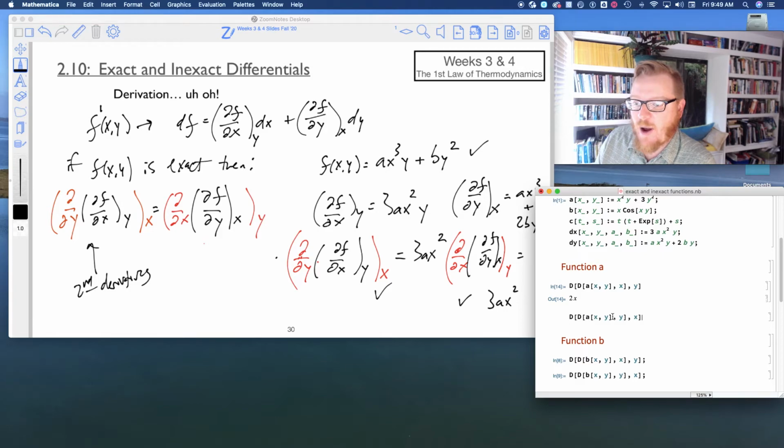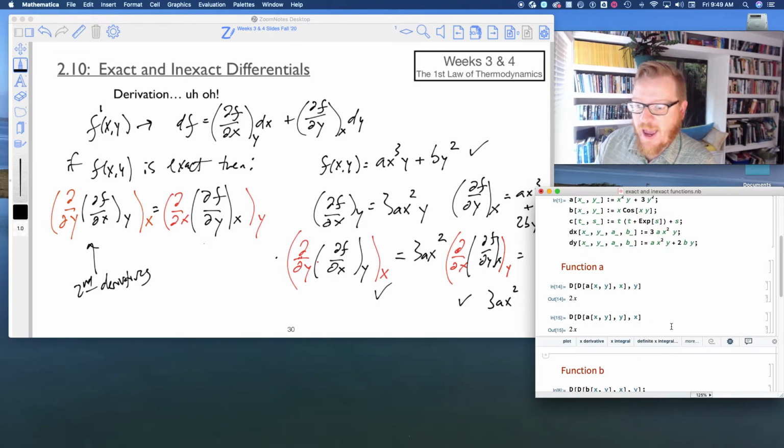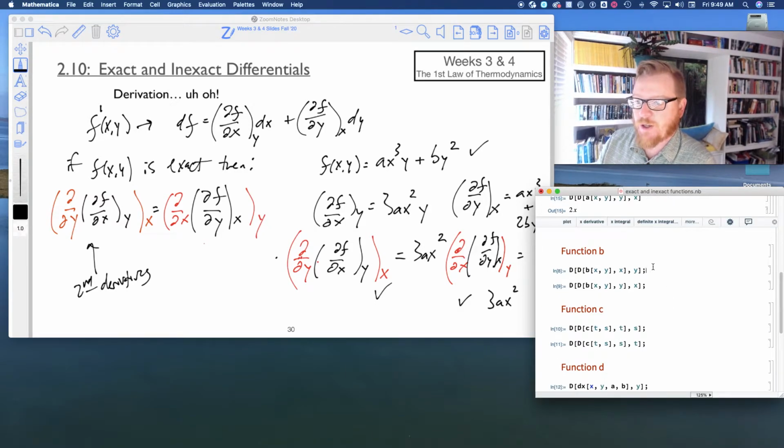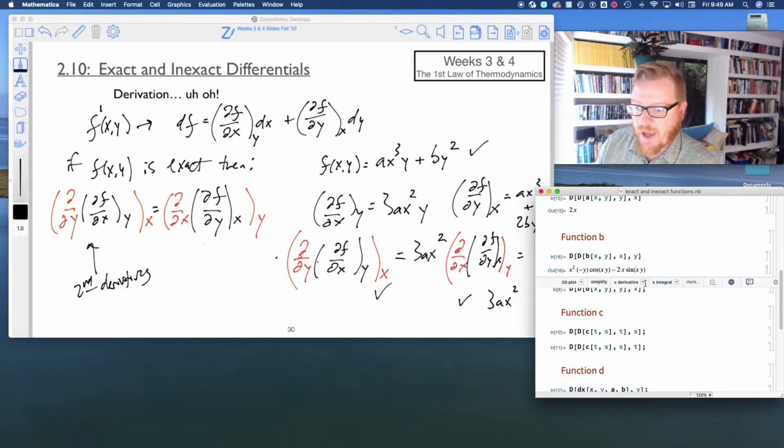Okay, so what about now changing the order? So now I'm taking the first derivative of axy now with respect to y at constant x. So hopefully you can see how those have been made. They're in a different order. And we get 2x, so function a has an exact differential expression. Okay, what about function b?